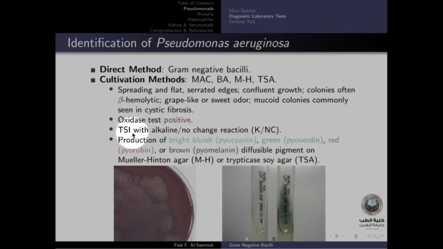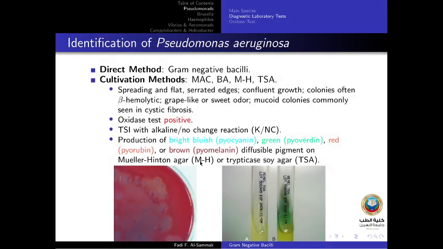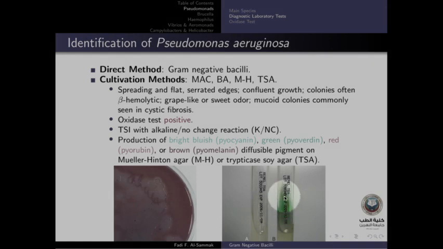In TSI, the triple sugar iron test, they show an alkaline slant and no change in the butt. They are also characterized by the production of bright bluish pyocyanin, green pyoverdin, red pyorubin, or brown pyomelanin diffusible pigments. They can best be seen on Müller-Hinton agar, MH, or the TSA. Here, for example, is the green pigmentation seen on the TSA slants.